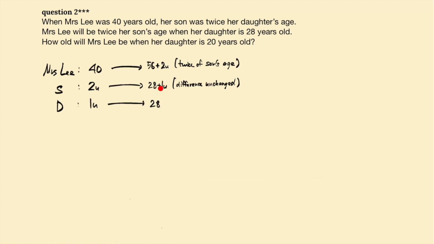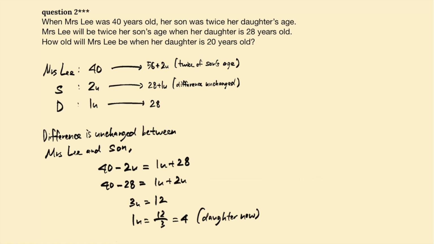Next, what's twice of this? Because the mother will be twice the son's age. Well, twice of this would be 56 and 2 units. Now, this is where the magic of difference unchanged occurs.